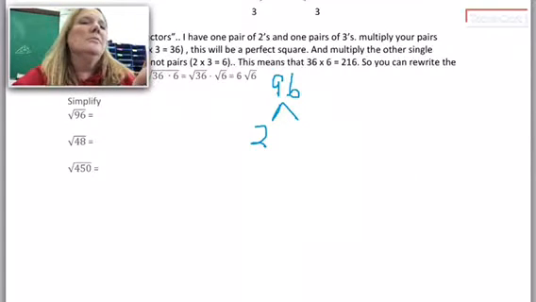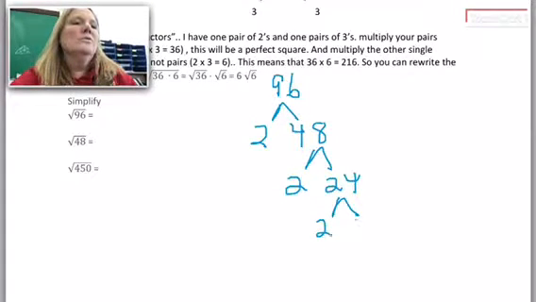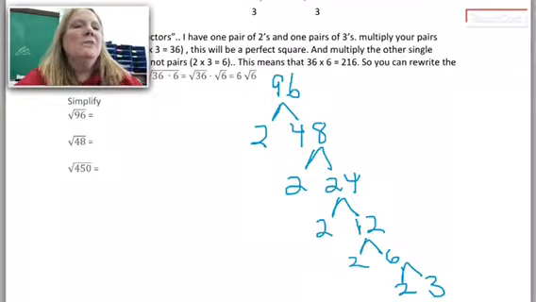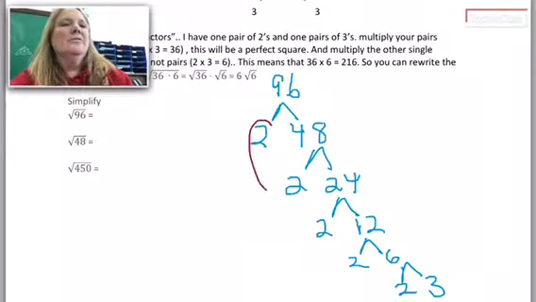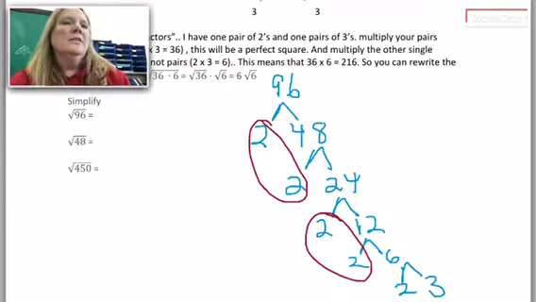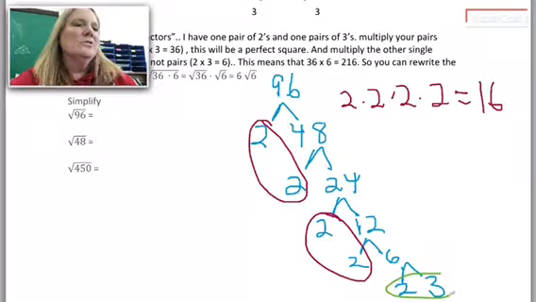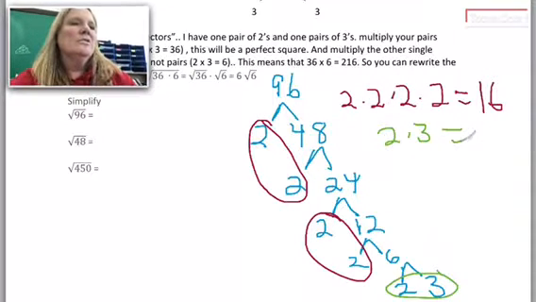So 2 times 48, and then 2 times 24, 2 times 12, 2 times 6, 2 times 3. Now I look for pairs of factors. I have 2 and 2 and 2 and 2. And so I'm going to multiply 2 times 2 times 2 times 2, 4, 8, that is 16. And then I have left down here a 2 times 3, which is 6.